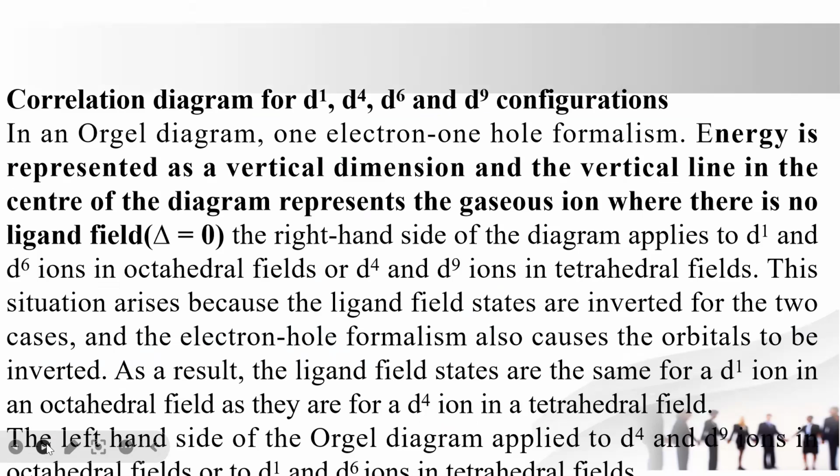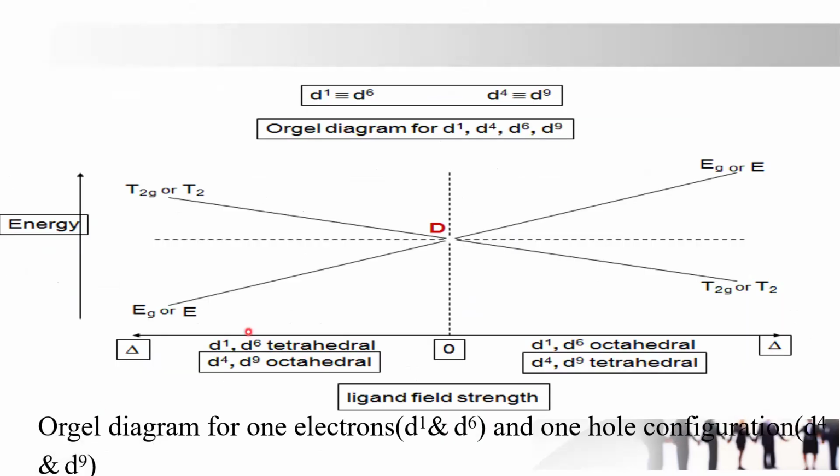Now, let us see the correlation diagram for D term. The correlation diagram is plotted between energy versus ligand field strength. The center part is zero ligand field strength. The ligand field strength increases from left to right and right to left, gradually from 0 to the right side as well as the left side.